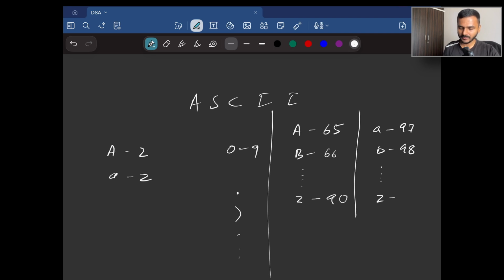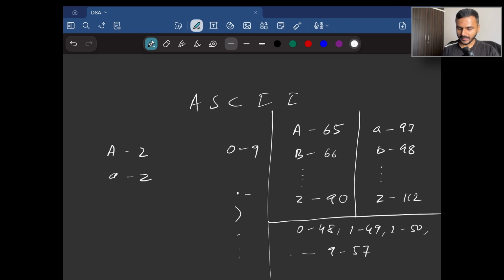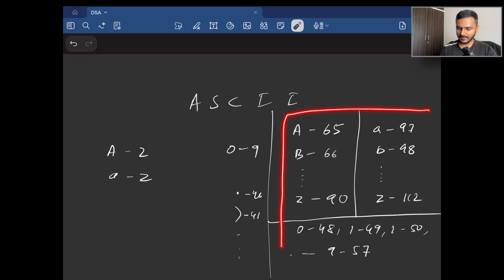z, which is 122. For digits, 0 is represented as 48, 1 as 49, and 2 as 50, and it goes all the way up to 9, which is represented by 57. Similarly, dot is 46, the closing parenthesis is 41, and there are a few other characters with their own values. Now, what you would probably need the most is this: uppercase A to Z and lowercase a to z, and digits from 0 to 9.